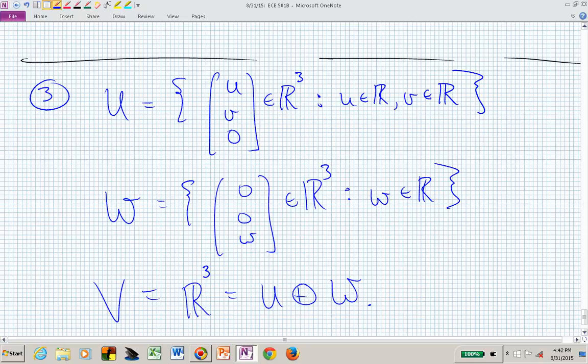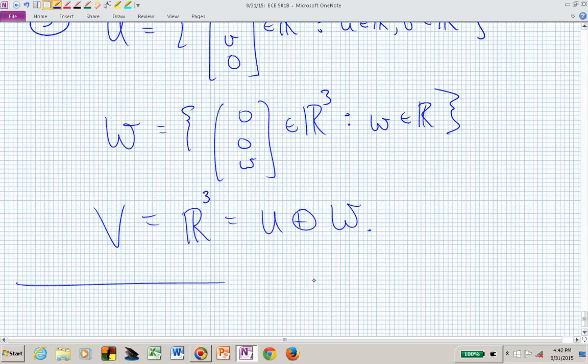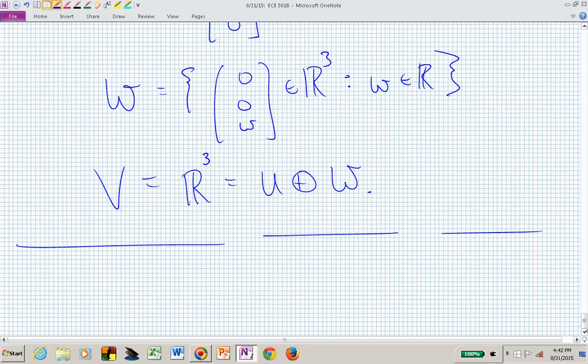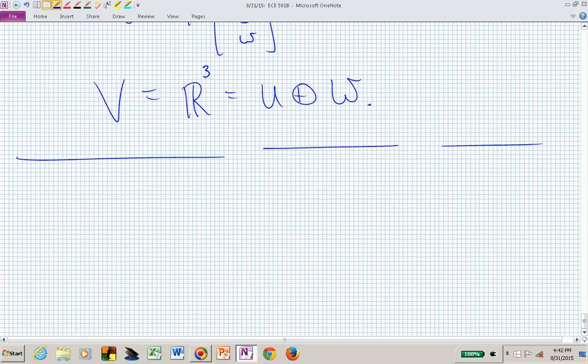Now let's look at some propositions that allow us to think about these direct sums.